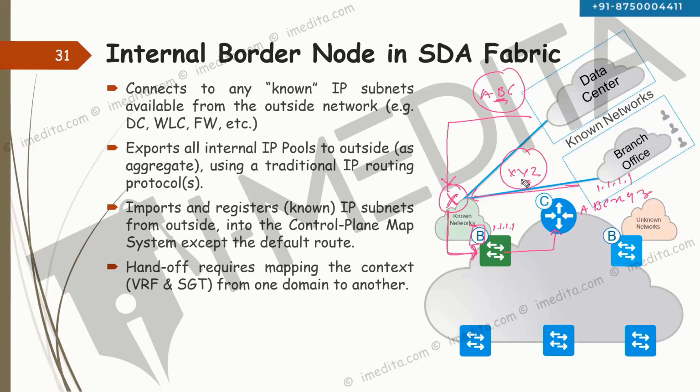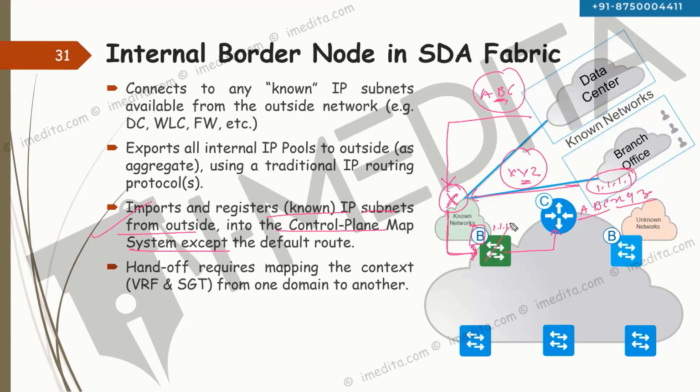These are all known destinations outside our SDA. The internal border node is going to learn all these subnets and register them to the control plane. So the control plane node actually knows that if I want to go to ABC, XYZ, this is where exactly I need to go. It is going to import and register known IP subnets from outside into the control plane mapping system, except the default route.